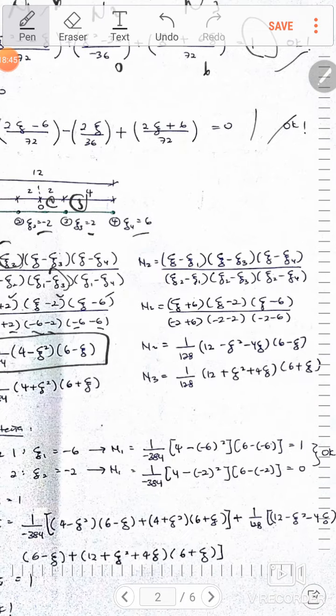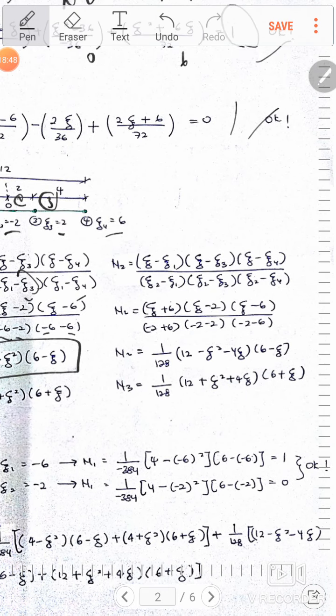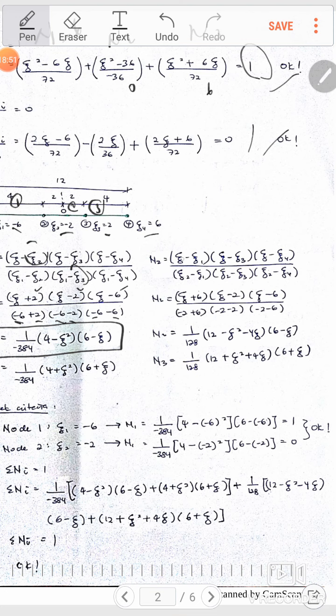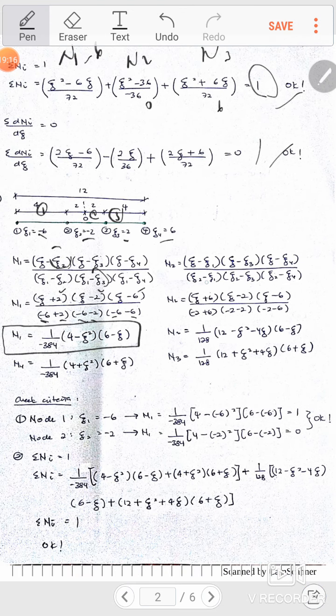Same with node number 2. Just to show you node number 2, so that will be zeta minus zeta 1, zeta minus zeta 3. I already neglect zeta minus zeta 2 because it will be 0, so no need to write it, times zeta minus zeta 4. For node number 2, zeta 2 minus zeta 1, okay, I should start from the beginning and then continue: zeta 2 minus zeta 3 and times zeta 2 minus zeta 4.